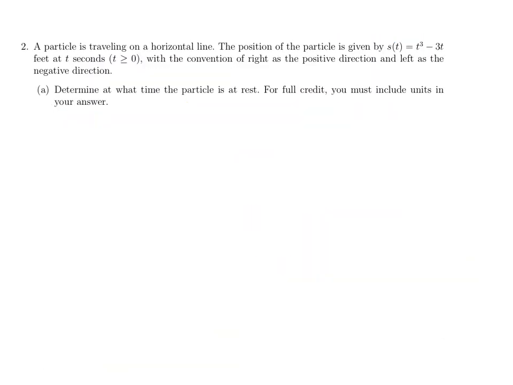In question 2, we're told that a particle is traveling on a horizontal line, with movement to the right as the positive direction, and to the left, therefore, has to be negative. 0 is going to be right in the middle of my number line. This formula tells you the location of the particle on the number line at time t in seconds.